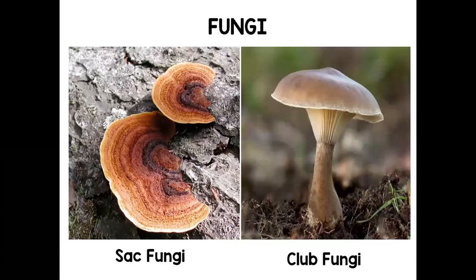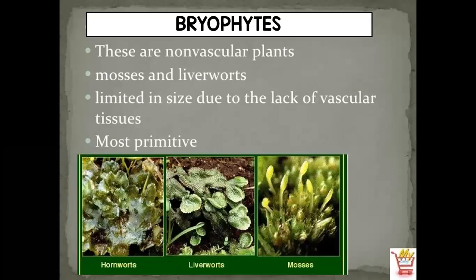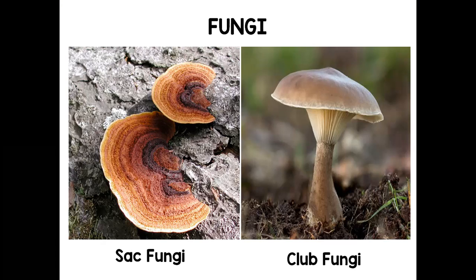Okay? So now let's have the fungi. These plants lack chlorophyll and cannot make their own food. Fungi are commonly found growing on rotting leaves, wood, or animal waste. They can be parasites, as some fungi grow on plants and others attack animals. Ringworm and athlete's foot are fungi that infect humans. Okay? So we have the types of fungi.